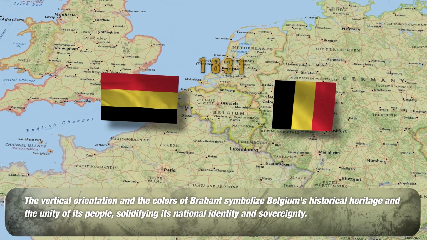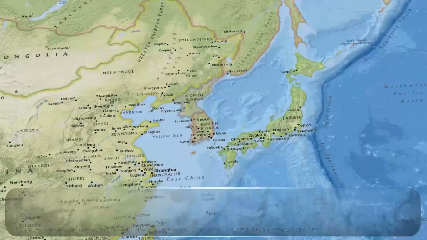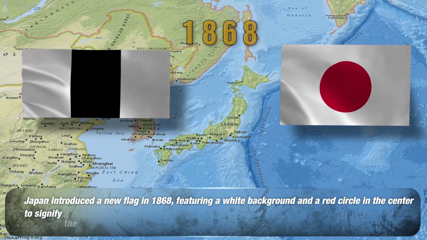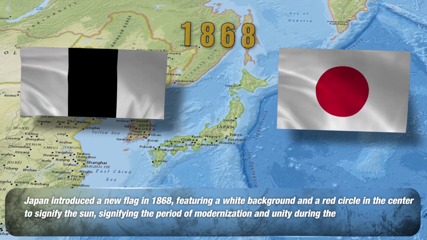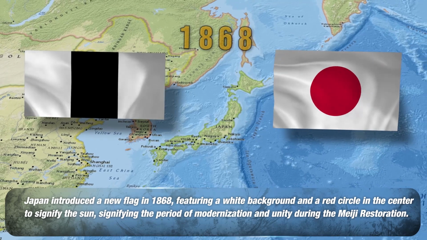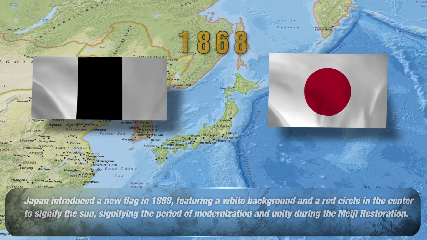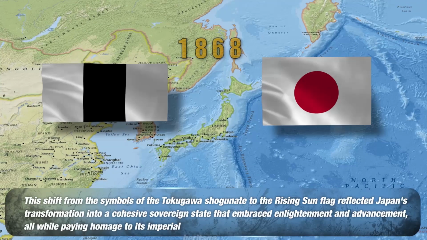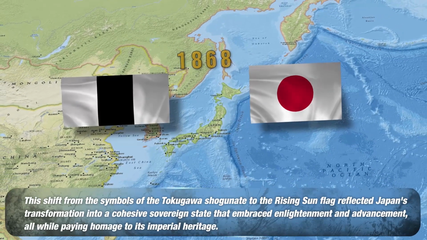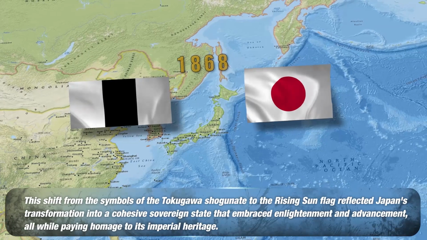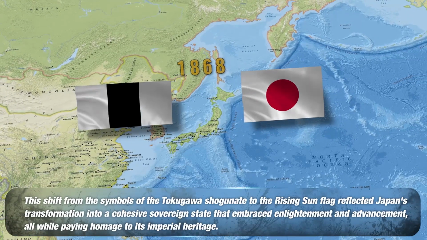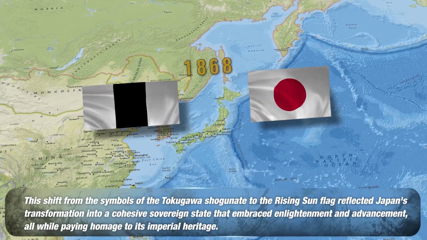national identity and sovereignty. Japan introduced a new flag in 1868, featuring a white background and a red circle in the centre to signify the sun, signifying the period of modernization and unity during the Meiji Restoration. This shift from the symbols of the Tokugawa shogunate to the rising sun flag reflected Japan's transformation into a cohesive sovereign state that embraced enlightenment and advancement, all while paying homage to its imperial heritage.